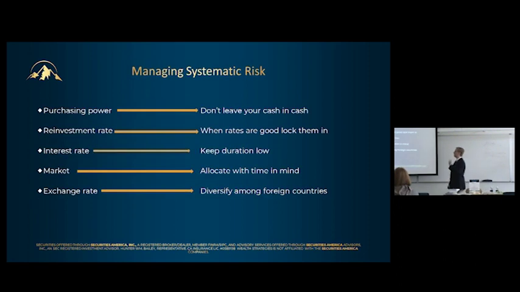Managing systematic risk, again, for purchasing power, don't leave your cash in cash. Unless you need to use that cash, it's hard to leave it there, because if you're earning absolutely 0%, you are losing easily to inflation every year. Things like money market funds, it's still a cash instrument, but at least it pays you something for being there. Super short-term bonds can be a good way to get a little bit of interest while you're waiting to put that money towards something else.